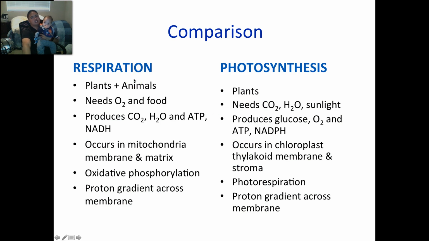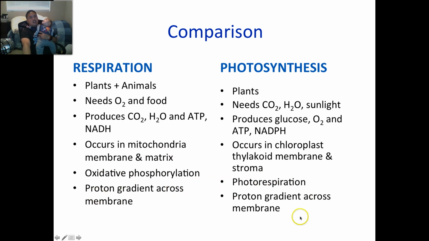So just to wrap up, you should know the difference between respiration and photosynthesis. Remember, they're reverse. Most people think respiration is animals and photosynthesis is plants. True, but respiration can also be done by plants. You need oxygen and food, and you produce carbon dioxide. Photosynthesis is the reverse. It produces oxygen, and that's why we breathe out carbon dioxide, they breathe out oxygen, and we help each other out. Respiration is in the mitochondria, photosynthesis in chloroplasts. Then we do oxidative phosphorylation, and photosynthesis is photorespiration.